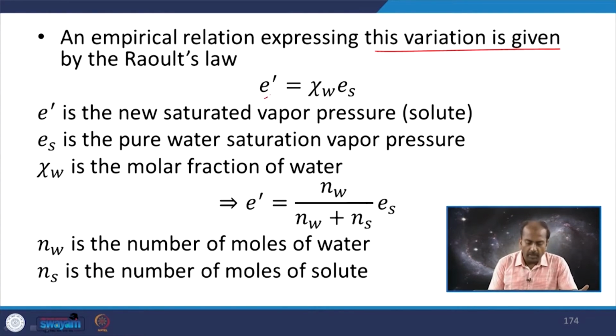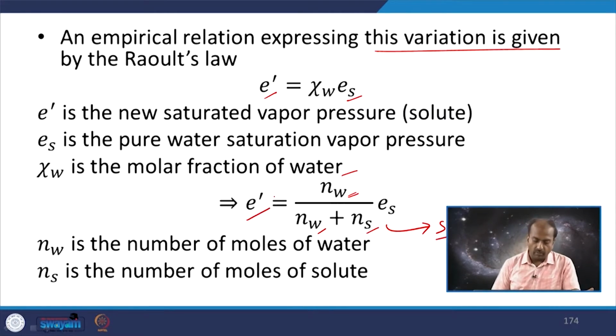Here E prime is the new saturation vapor pressure in the presence of a solute. Es is the saturation vapor pressure in the absence of a solute, or in pure water. And chi W is the molar fraction of water. So, chi W will tell you the number of moles of water with respect to the total number of moles of solute and water, which is the total number of moles of the solution.